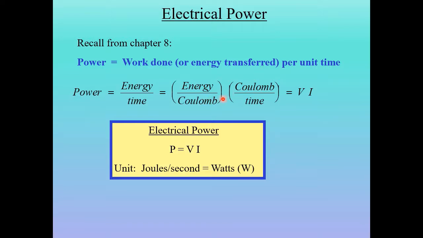Why do we do this? Well, remember that energy per coulomb is the technical definition of a volt, and coulombs per time is our definition of current, which is I. So this leads to a very simple result. Electrical power, P, is given by the voltage multiplied by the current. And the units of electrical power, remember, are joules per second, which is called a watt, and that's abbreviated with a W.